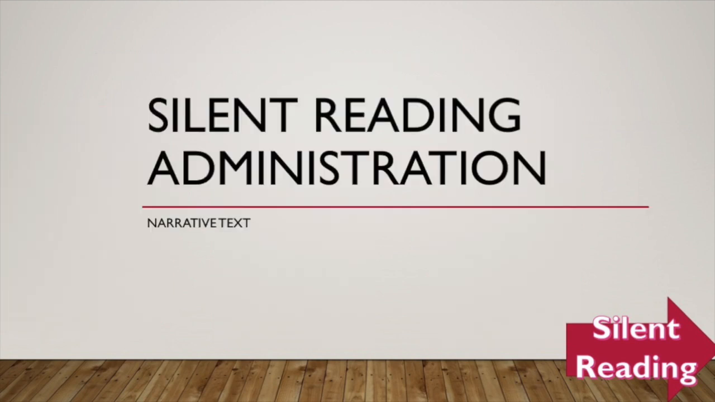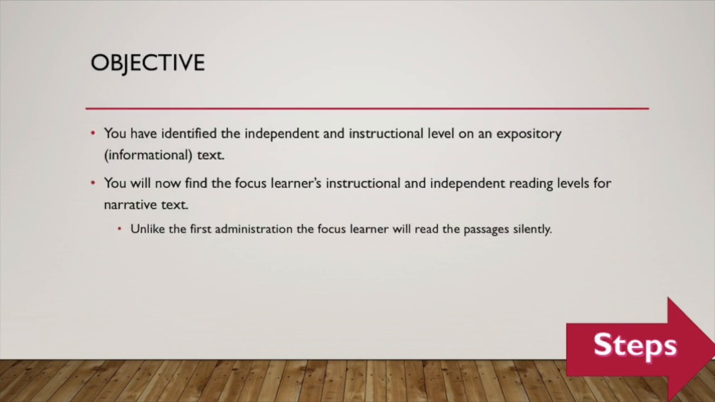Once you have identified the independent and instructional level with informational/expository texts, you are now going to find the student's reading level when reading silently. For this, you will use narrative texts. Generally, narratives tell a story. So, once you identify the instructional level with the expository text, you will administer a narrative passage on the same level.